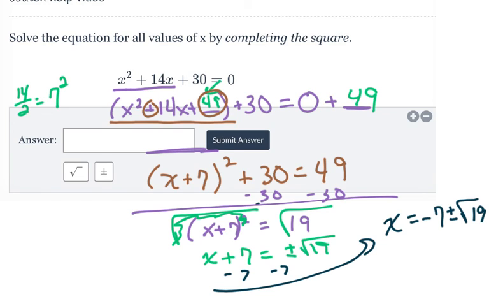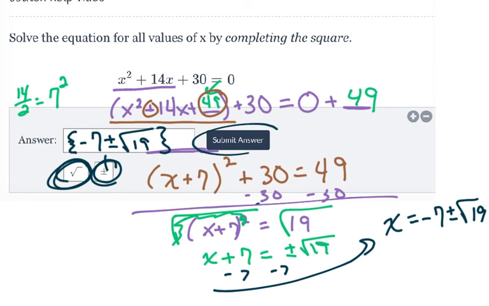So I would type in the curly bracket, negative 7. I would click this plus or minus right here, and boom, it would go up there. Then I would hit that square root, and boom, it goes right there. And then 19, and end your curly bracket. So I believe it will take your answer like that. Let me know if you have questions.